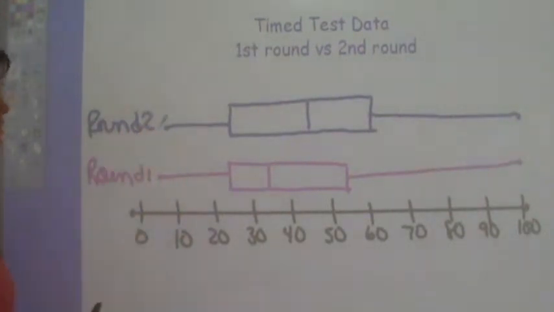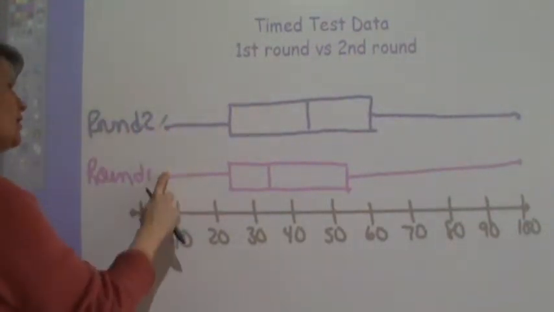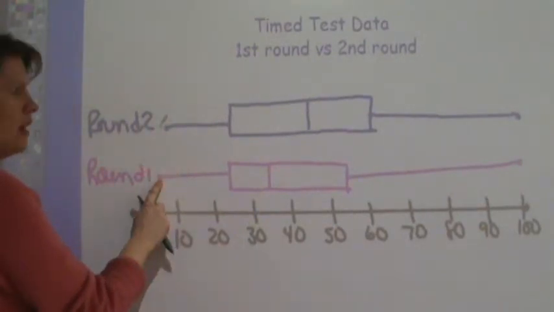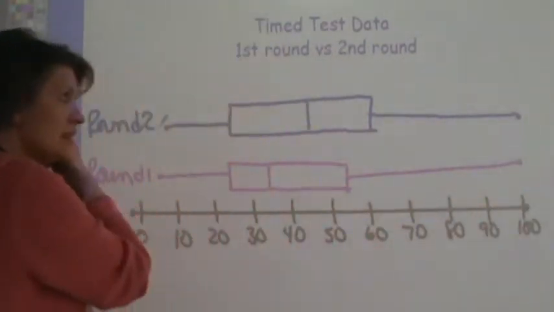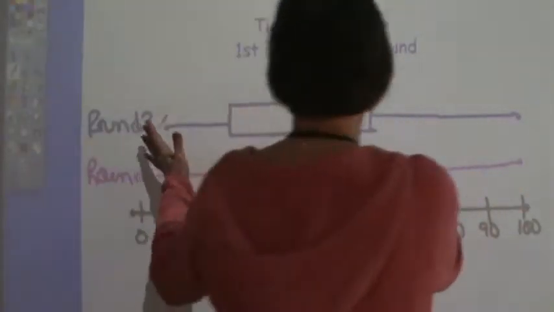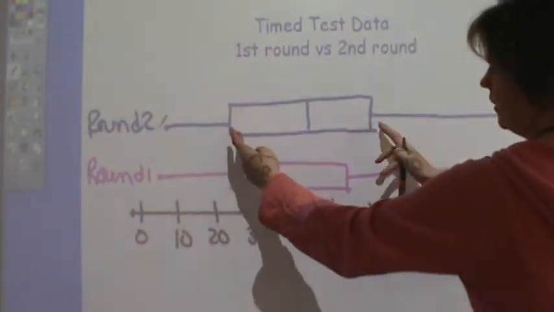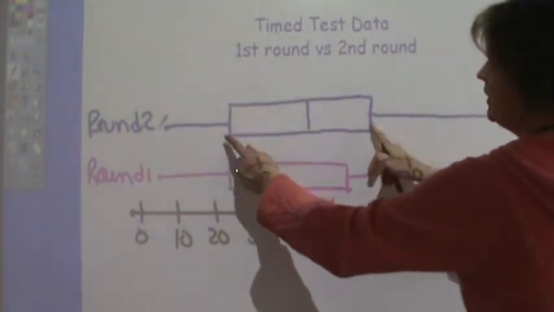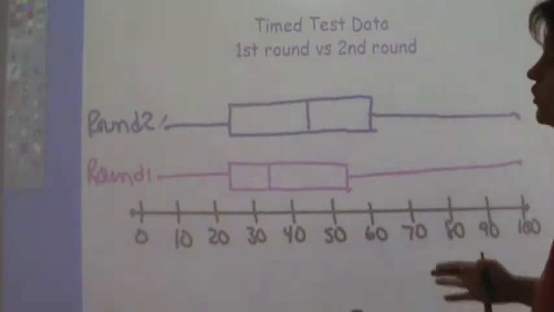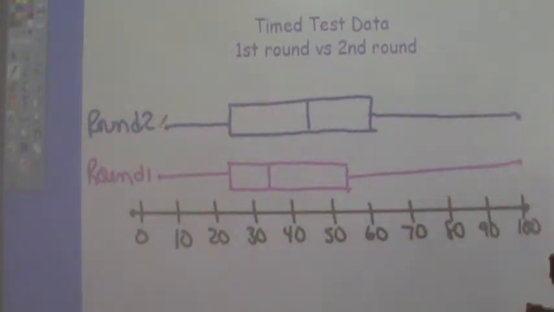Now we can compare the two. Well, you can see that the lower extreme was a little bit more on round 2 than it was on round 1. Our upper extremes were the same, but if you look, see how that middle part is kind of a little bit farther over to the right? That means as a group, your scores were just a little bit better, okay?